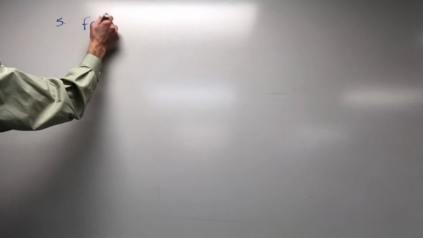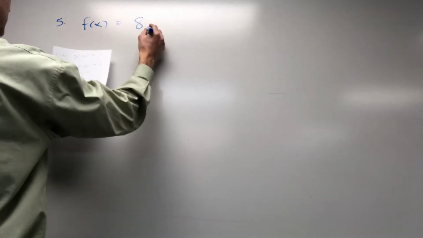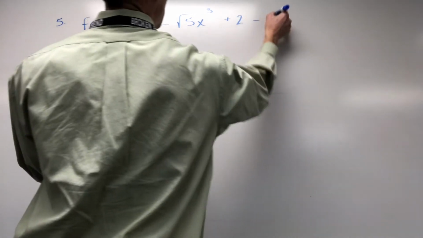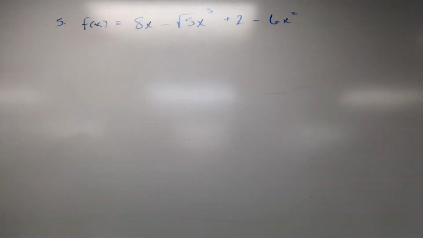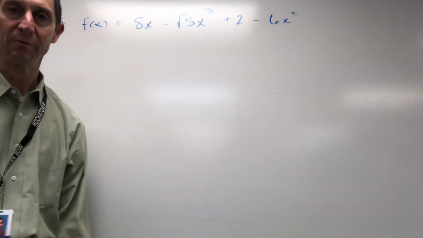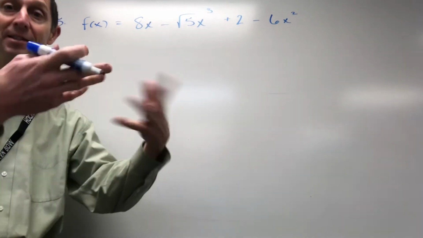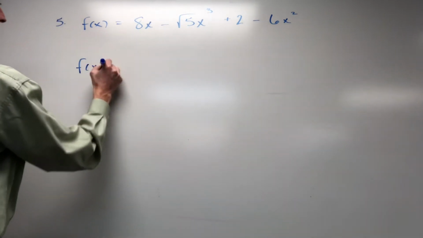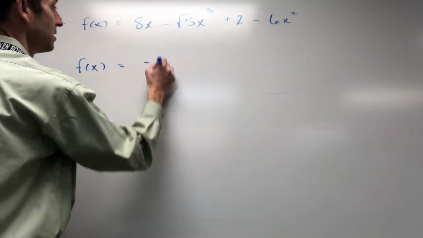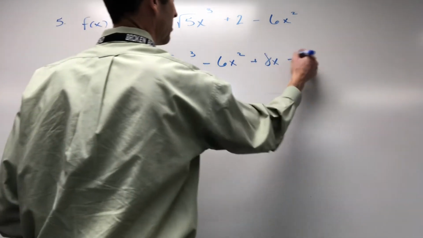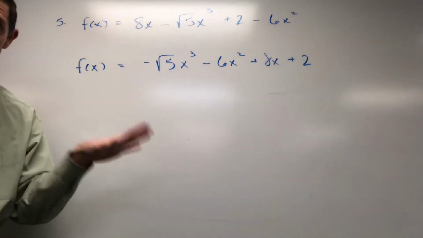One more of those. Here's 5. f of x is equal to, let's put in more crazy stuff. 8x minus square root of 5, x cubed plus 2 minus 6x squared. So here's a polynomial function with a bunch of crazy stuff going on. We look at this and you say, hold on, Mr. Porter, I got to put this in descending order. I got to get it organized. So third power, it's going to be first. Second power, first power, and then a number on the end, and I'm set.